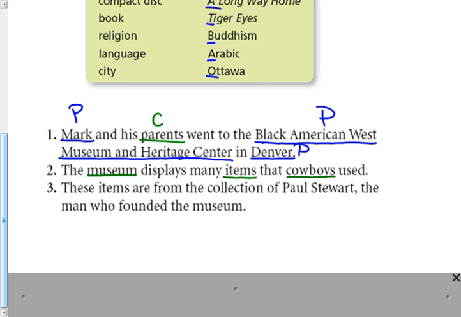Number 3, these items are from the collection of Paul Stewart, the man who founded the museum. Items is a common noun. Collection is a common noun. Paul Stewart, though, is a proper noun because it's his name. Man is a common noun, and museum is a common noun.